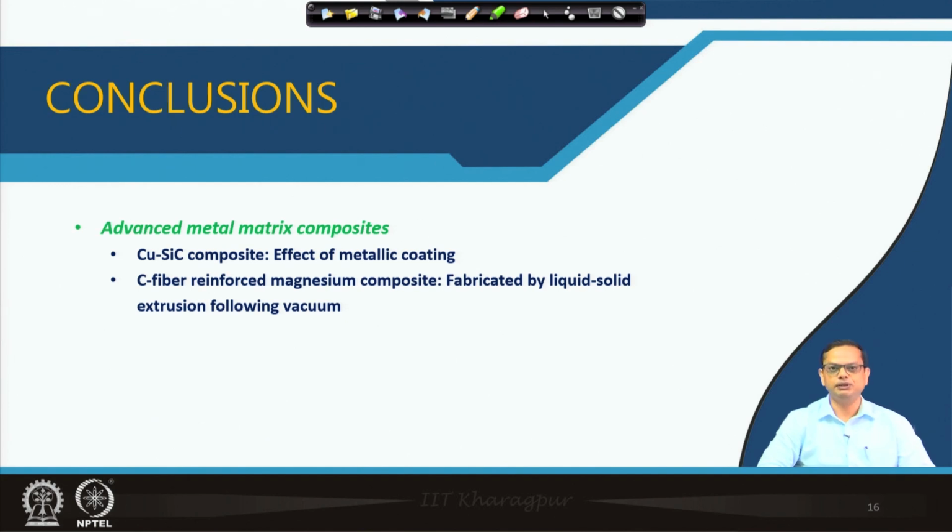And then the second example was a magnesium matrix composite reinforced with carbon fiber, which has been fabricated by a novel technique called liquid solid extrusion followed by vacuum infiltration. And here we have observed how the fatigue resistance, or the fatigue property, is increasing because of the weakening of the interface, which leads to an enormous tortuous path of the crack.